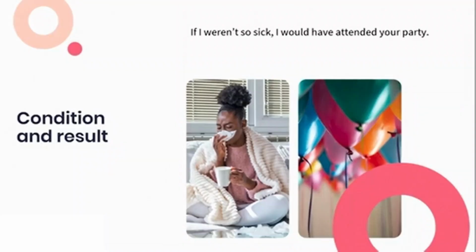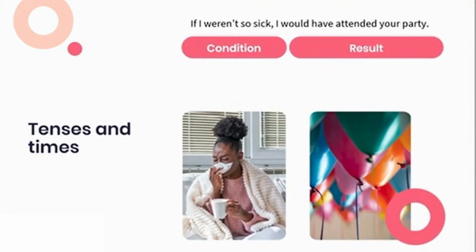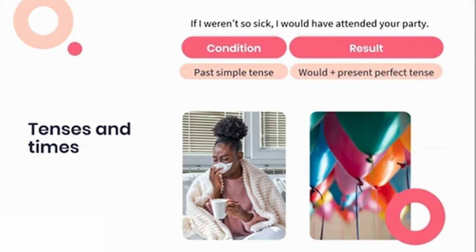Have a look at this sentence. If I weren't so sick, I would have attended your party. The condition is, if I weren't so sick, and the result is, I would have attended your party. We'll start by looking at the tenses. In what tense is the condition? It's in past simple tense. What about the result? The form is would plus the present perfect tense.